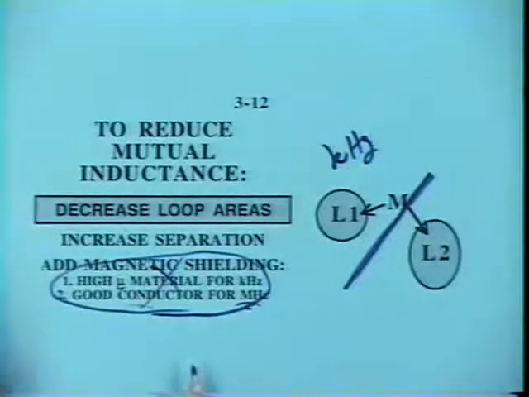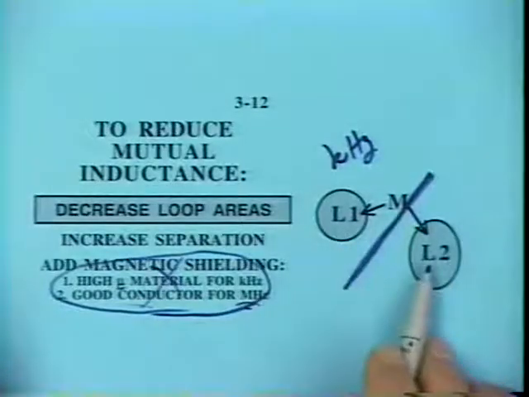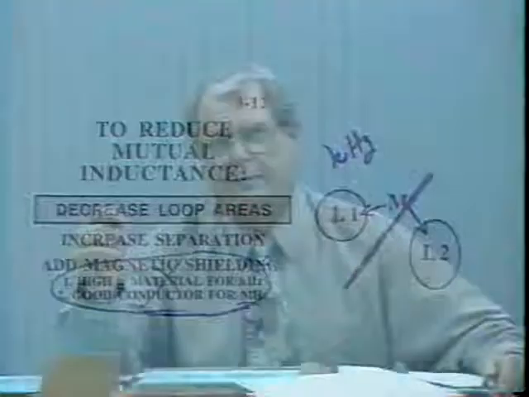What else could we do? We could increase the separation between the loops. You pull the loops farther apart, the magnetic flux coupling between them goes down. But here we have the situation, can we really afford to make the system 10 times bigger than it currently is?